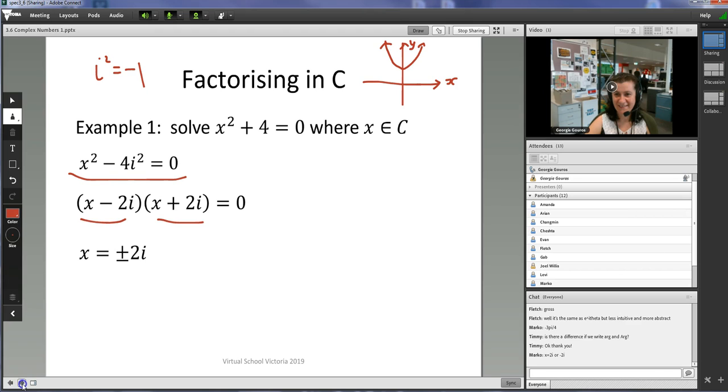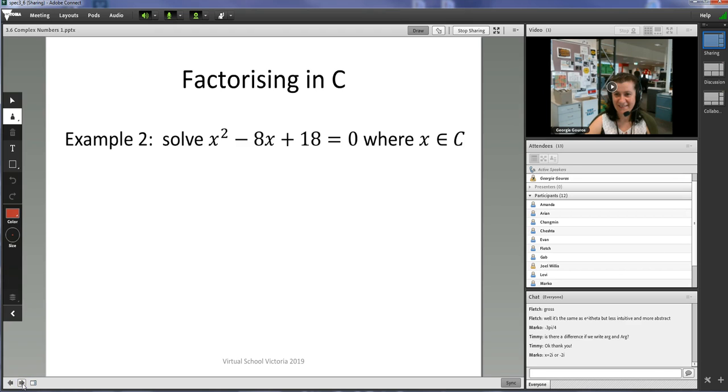So we're going to use that to keep on factorizing polynomials that we weren't able to factorize before in the reals. Now you've got to be careful of this. To be able to do factorization in the complex number system, it needs to actually ask you for that. So it's actually saying where x is in the complex number domain. That means you can actually find complex solutions. In Math Methods, you will never get this. It will always say x is an element of the reals.